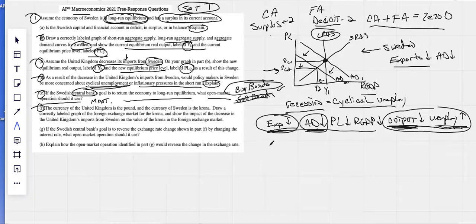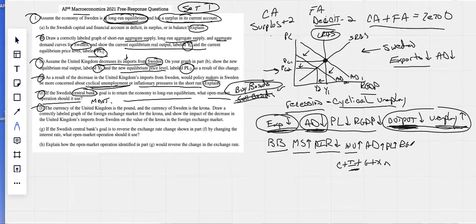F, the currency of the... and we could obviously make sense of it, and we might as well. What we know is when the Fed or the central bank buys bonds, this is going to increase the money supply, driving down the nominal interest rate. Money supply increases, interest rates fall. That's going to make investment go up. Remember C plus I plus G plus XN. Investment is obviously a determinant of aggregate demand. So when investment goes up, aggregate demand goes up, price level goes up, real GDP goes up. Output obviously goes up, unemployment would go down.